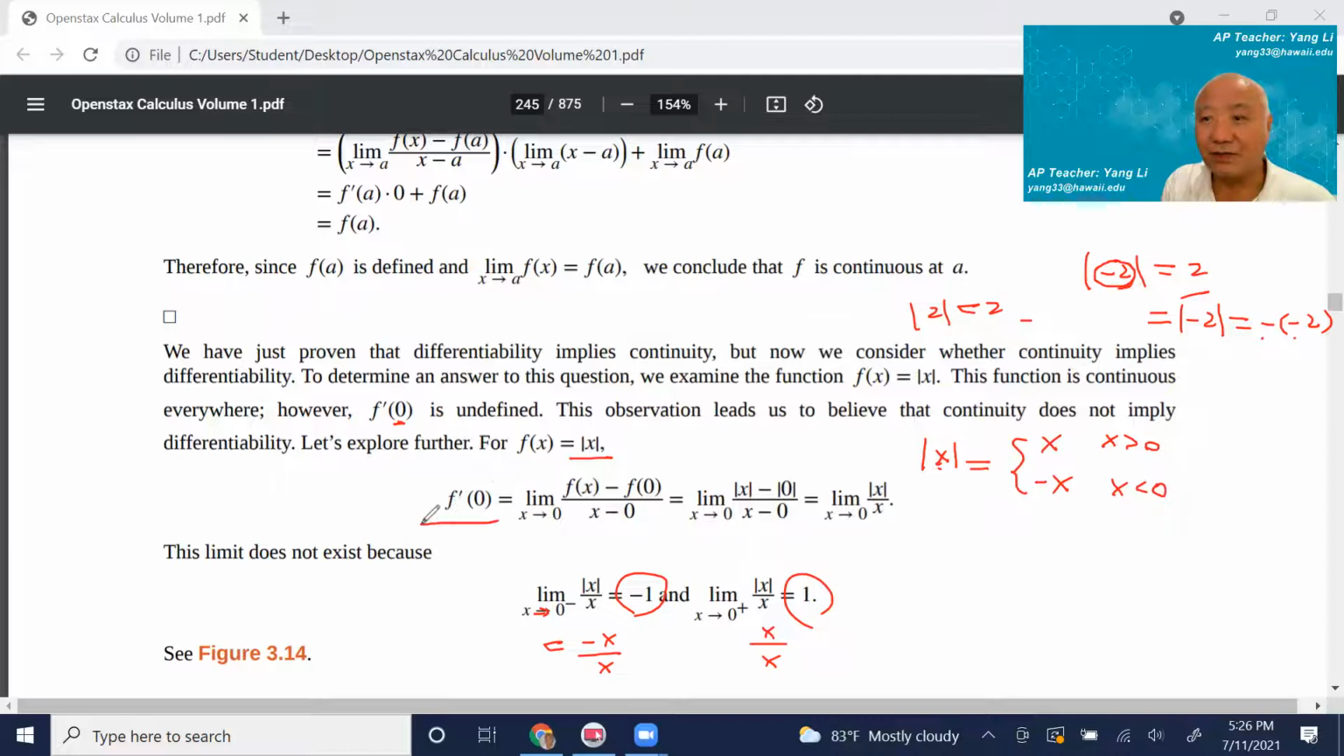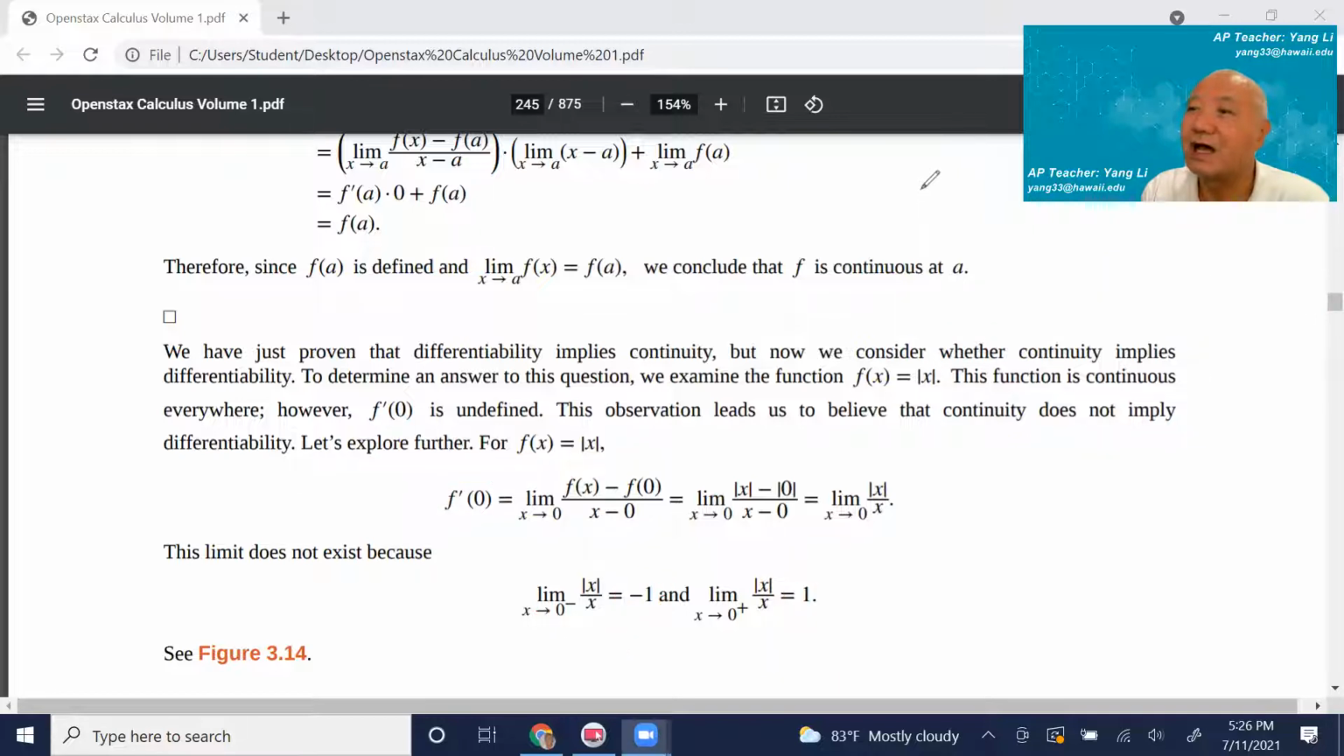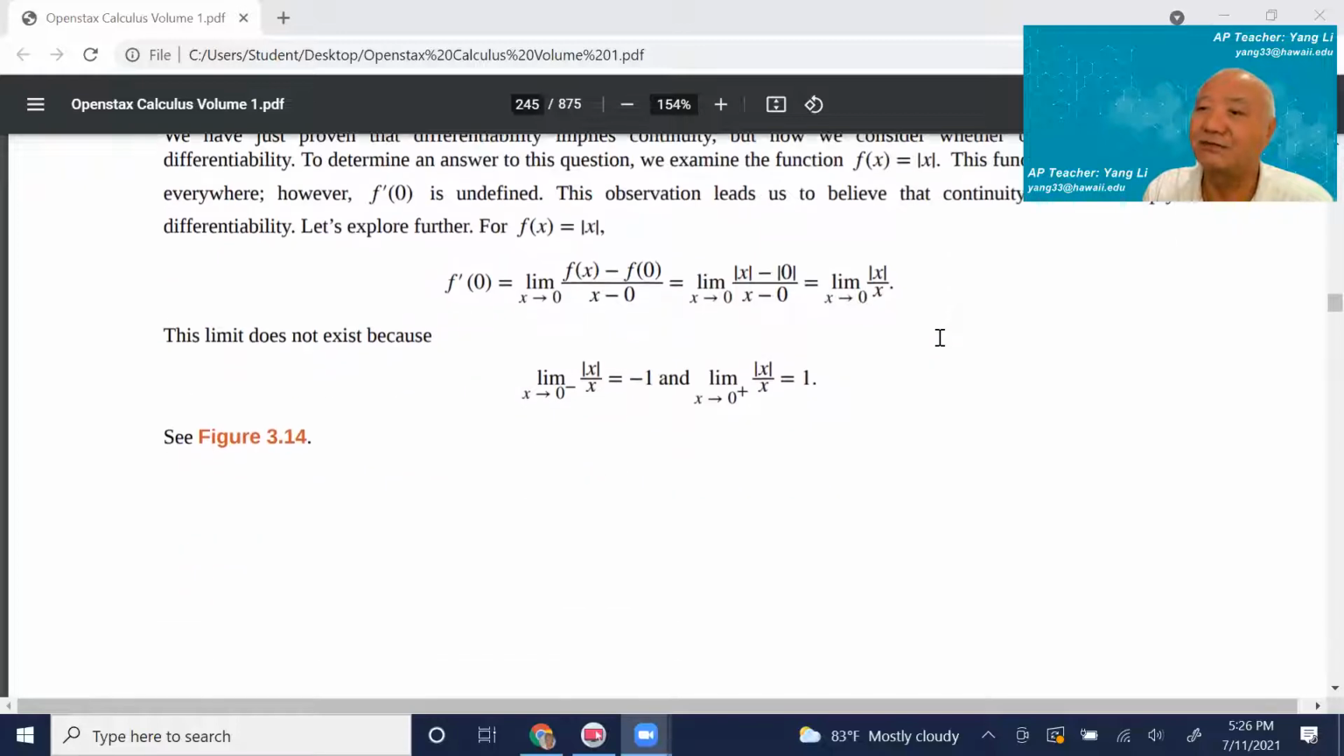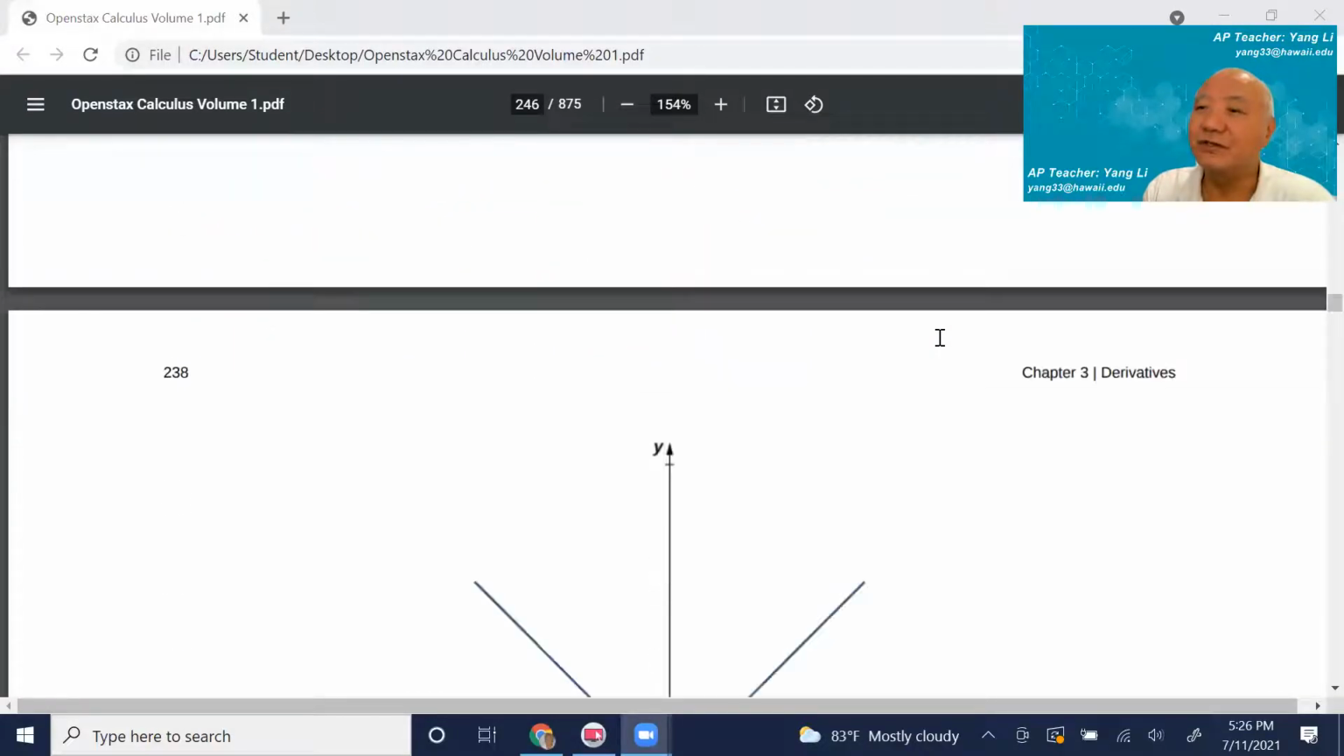Means what? The derivative at this point is not defined, right? So that means even though the function is continuous, the derivative at x equals 0 does not exist. It's not differentiable. The reason for that is this.